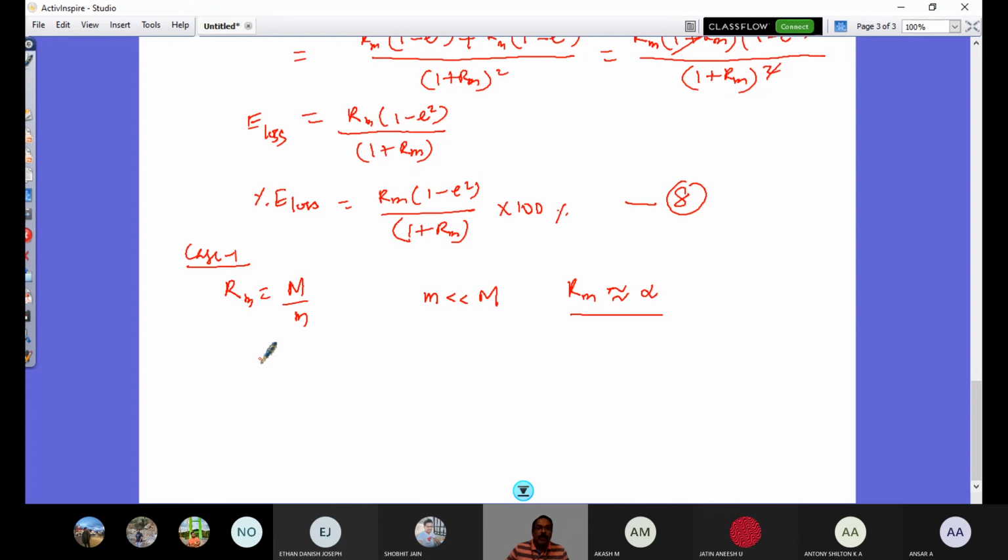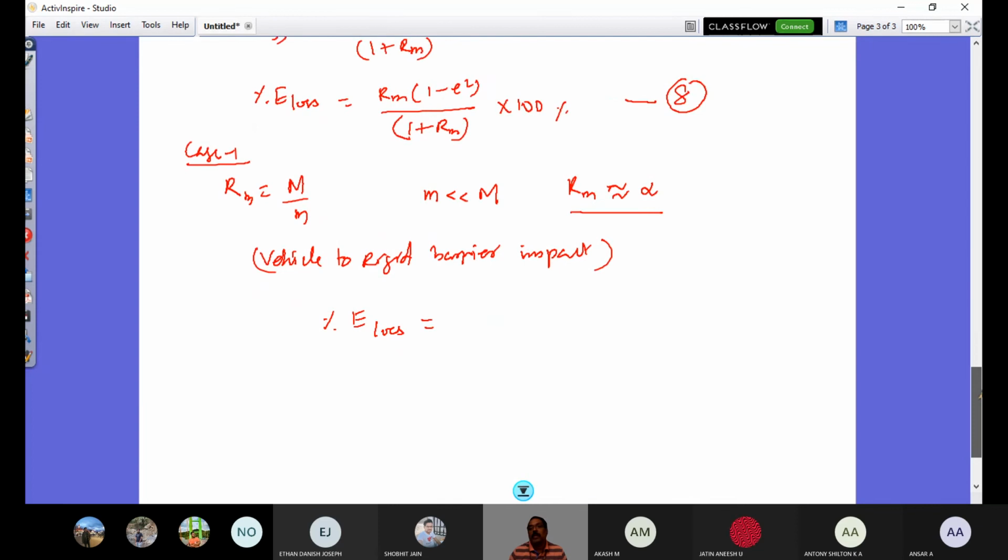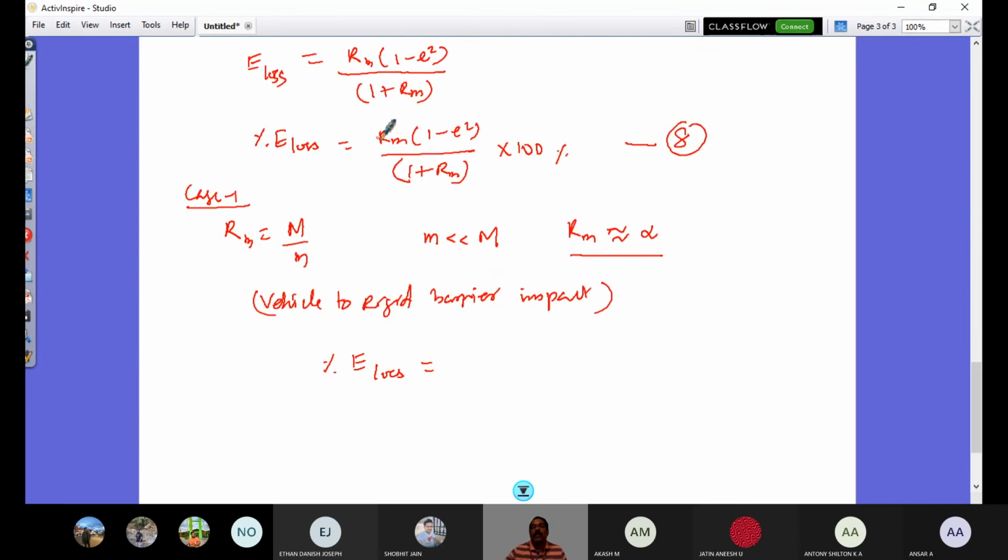So if this condition arises, the general problem we looked at now reduces to a vehicle to rigid barrier impact problem. It appears simple, but it can take on very huge, complex impact phenomena. At that time, what would be the percentage energy loss? If this is the scenario, what would be your percentage energy loss? Look here. If Rm is infinity, what would be the percentage energy loss?